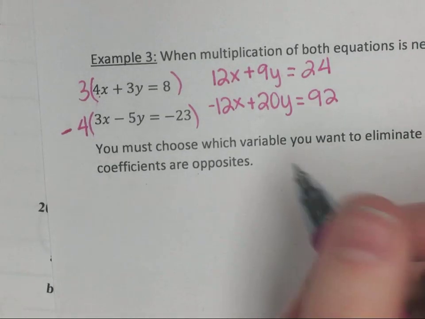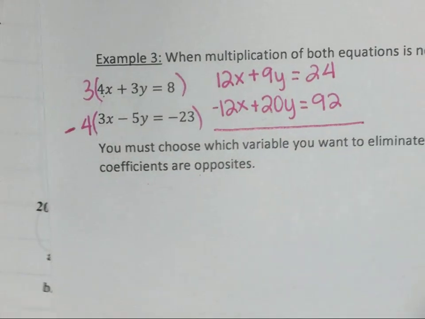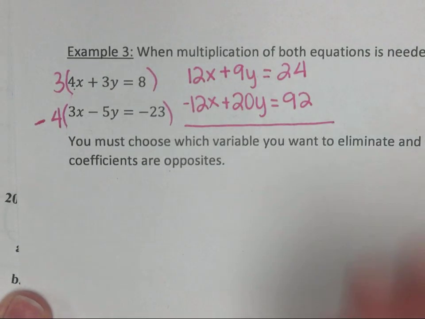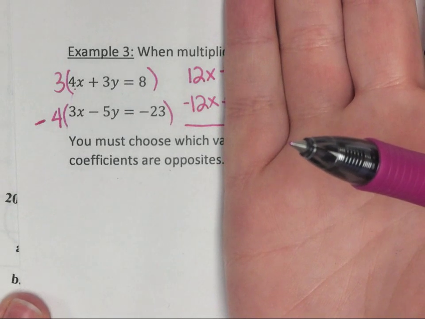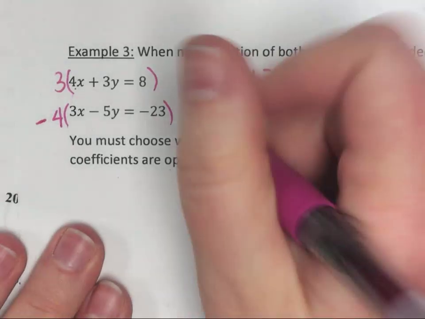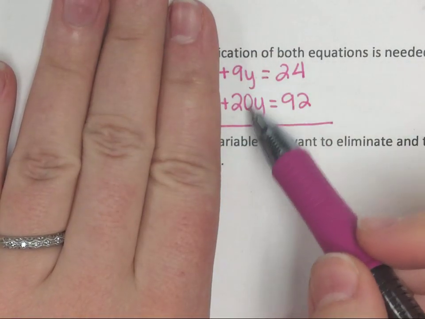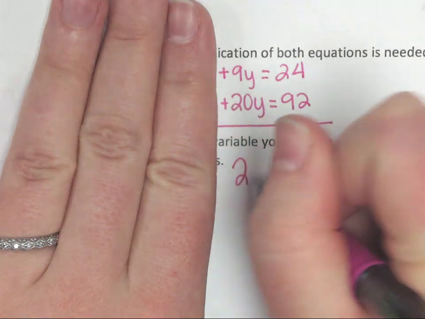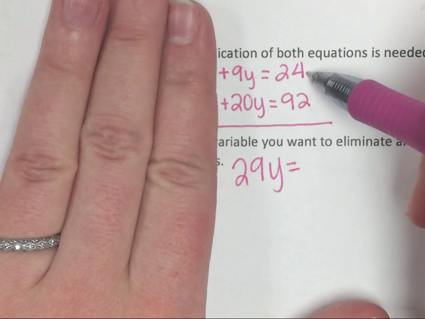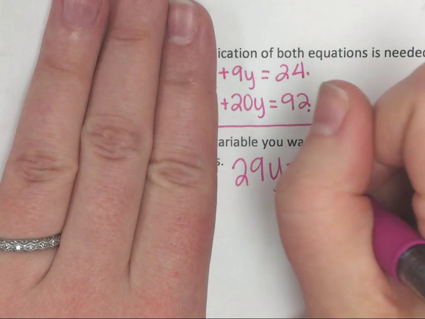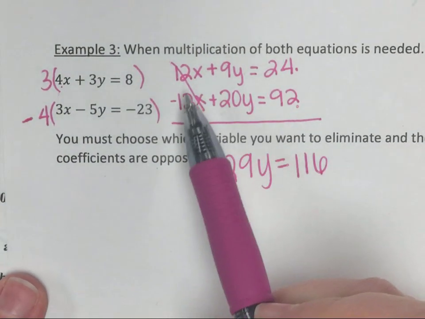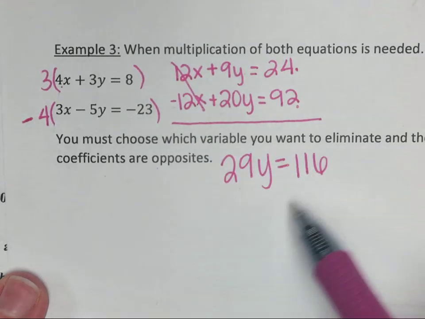Okay? Do y'all want me to rewrite it, or are y'all okay with just solving it? Okay. So what we're going to do is combine these two equations to end up getting rid of that x. So 12x minus 12x is 0 x's. Do I need to write down an x? No, because there are no more there. 9y plus 20y is 29y. 29y is equal to 24 plus 92. Very good, guys.